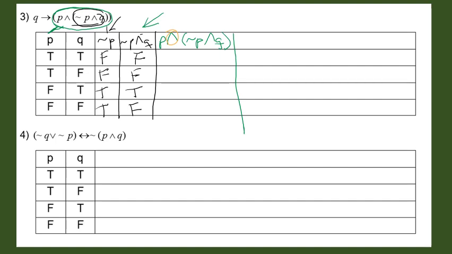So P, a true with a false is false. A true with a false is false. A false with a true is false. A false and a false is false. And is only true when both are true. We have no scenario where P is true at the same time not P and Q is true. So there's our column there. Now we are ready to complete the entire statement. We are ready to complete Q implies P and not P and Q, right?